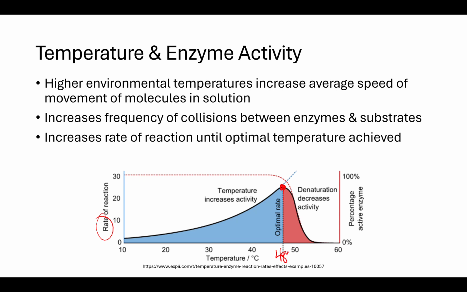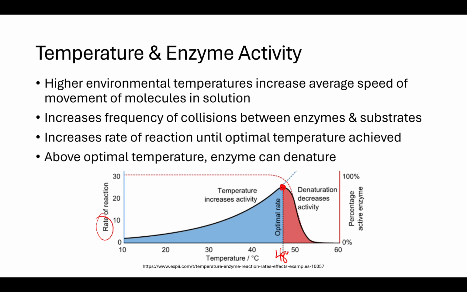So for this enzyme, 48 degrees is the optimal temperature where you'll have the highest rate of reaction. Notice what happens after that, above the optimal temperature. A lot of times the enzyme will denature, and so the enzyme function will decrease.